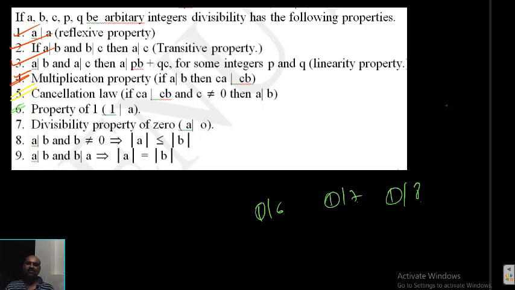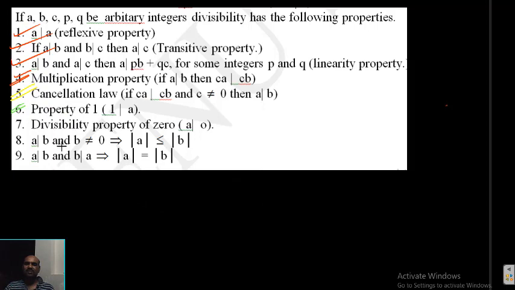That is the meaning. 1 is the factor of 6, 1 is the factor of 7. What is the meaning of A divides B? A is the factor of B, or B is the multiple of A. So 1 divides 6, 1 divides 7, because 1 is the factor of every number. So the property of 1 is completed.